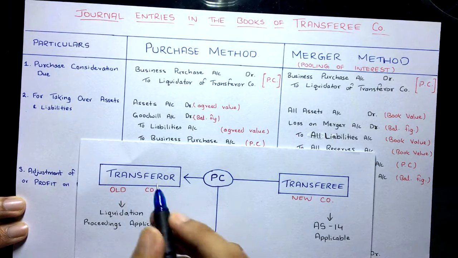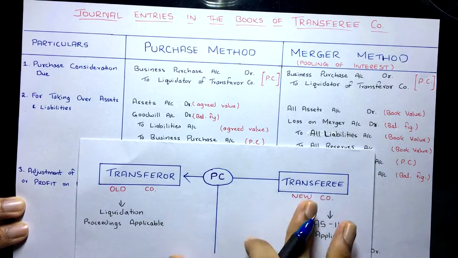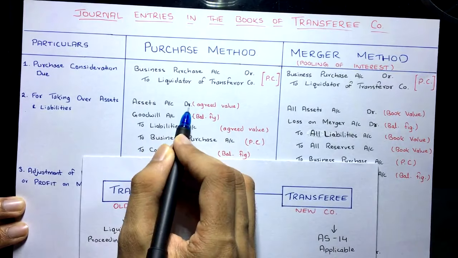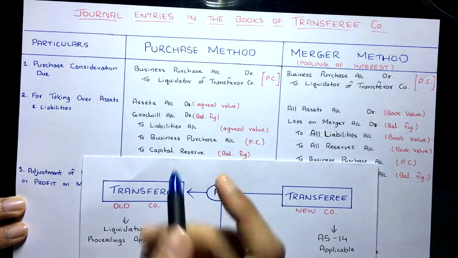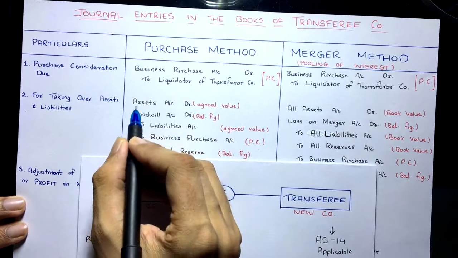Okay, assets minus liabilities. So then what you will do is, see here, you will take assets account debit. Okay, this is the entry. See here, let's come to that net assets. See here the entry, assets account debit.